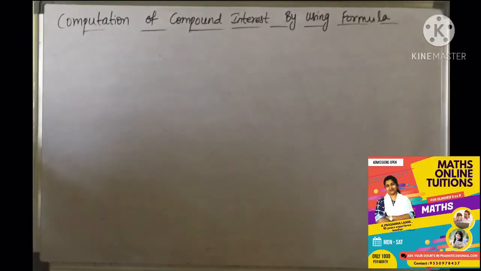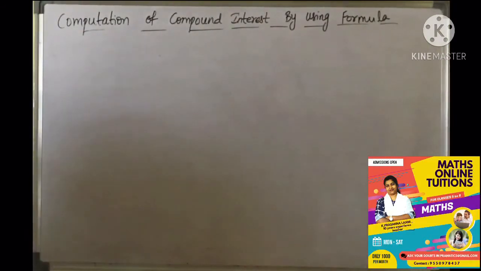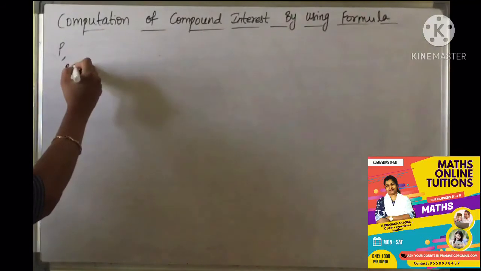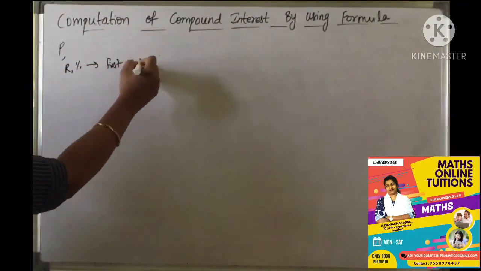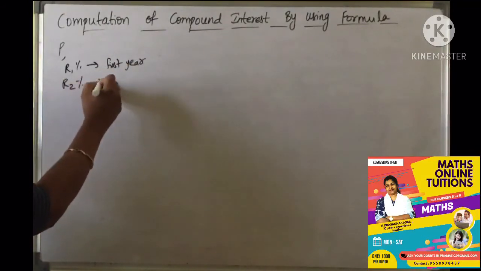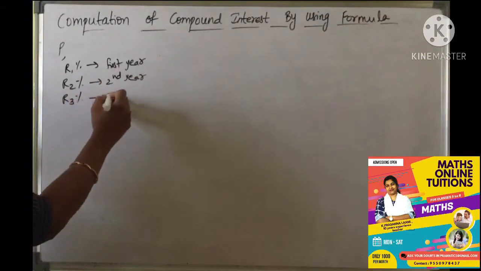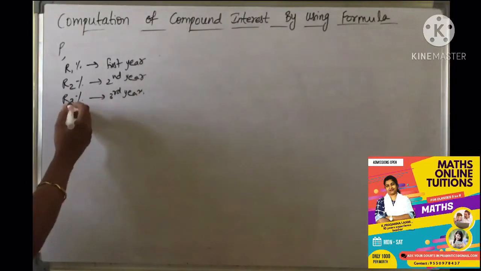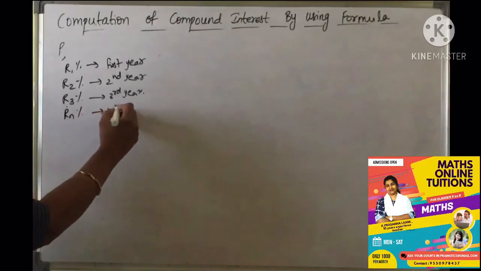Sometimes in sums you will get different rates of interest for different years, children. In that particular case we can use a formula like this: let P be the principal, and R1 percent is the rate of interest for the first year, R2 percent is the rate of interest for the second year, suppose R3 percent is the rate of interest for the third year, and so on, and in the last, Rn percent for the nth year.